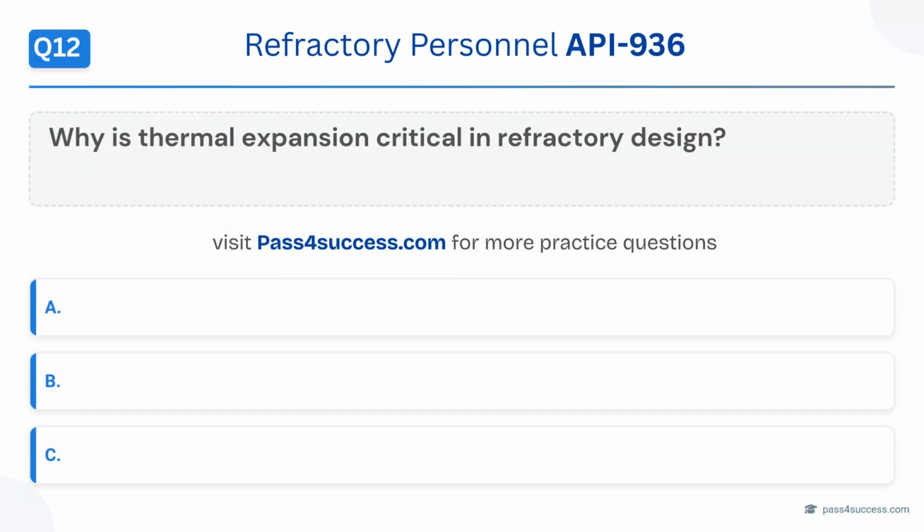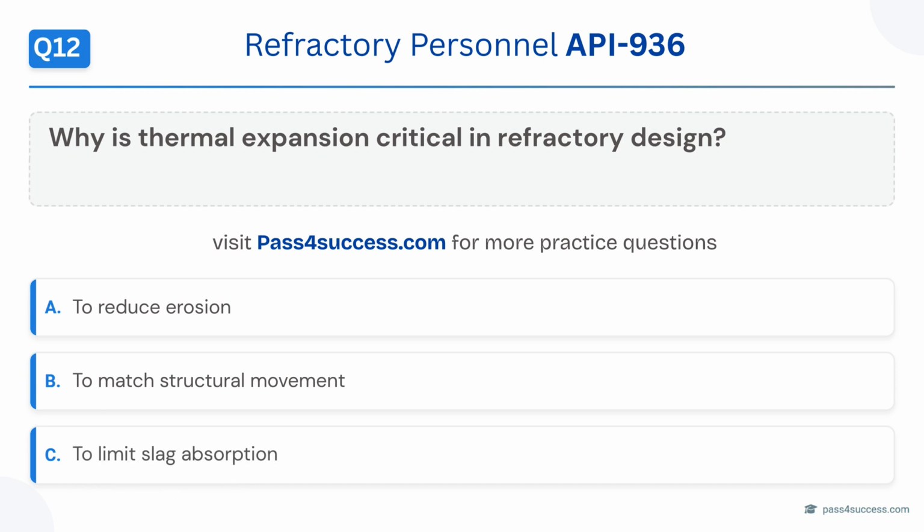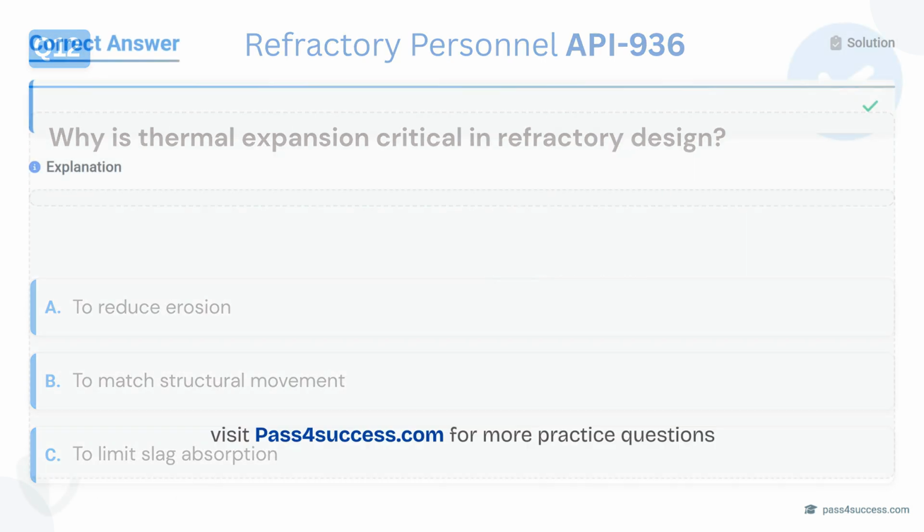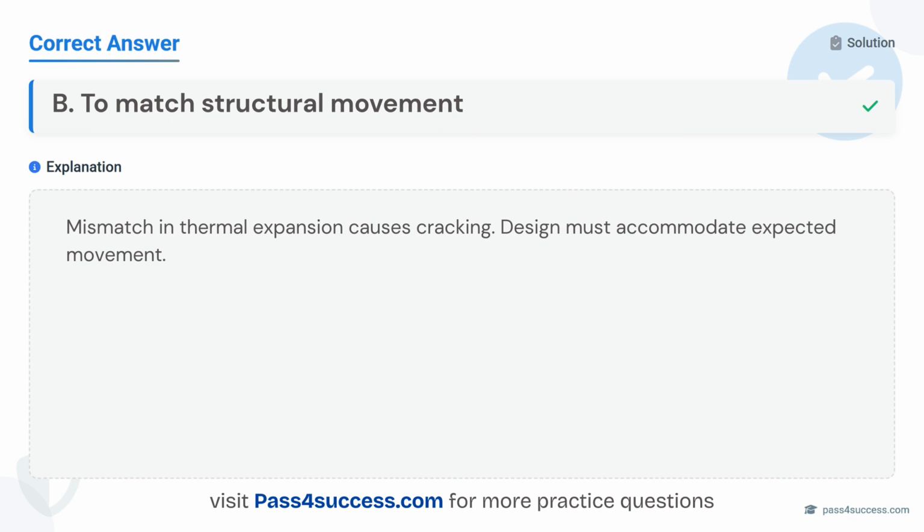Right, think carefully about this. Why is thermal expansion critical in refractory design? A. To reduce erosion. B. To match structural movement. C. To limit slag absorption. Correct answer is B. To match structural movement. Mismatch in thermal expansion causes cracking. Design must accommodate expected movement.